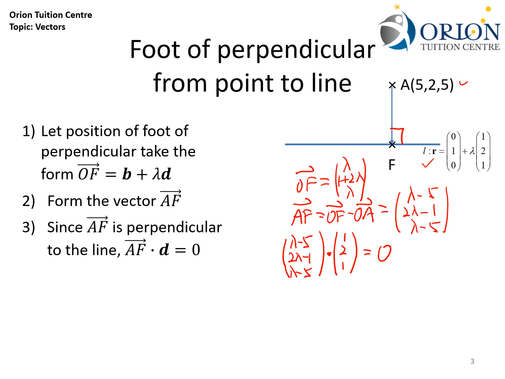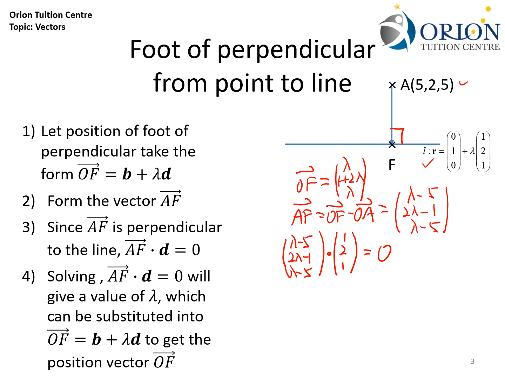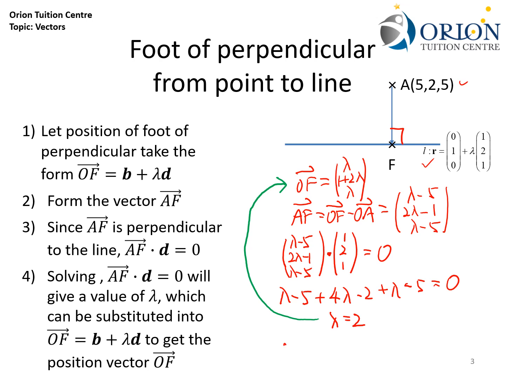Finally, if we solve this dot product equation, so we get lambda minus 5 plus 4 lambda minus 2 plus lambda minus 5 equals to 0, we will be able to get a certain value of lambda, which is equals to 2. And when we substitute this value of 2 into our equation for OF, that will give us the position vector of the foot of perpendicular. So in this case, we can say that OF must be equals to 2, 5, 2.